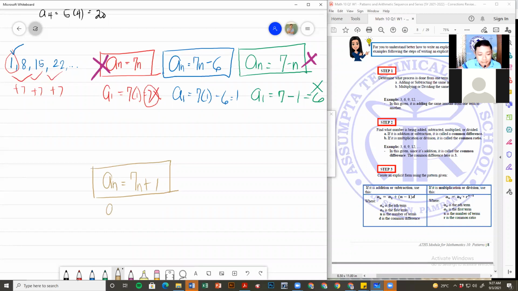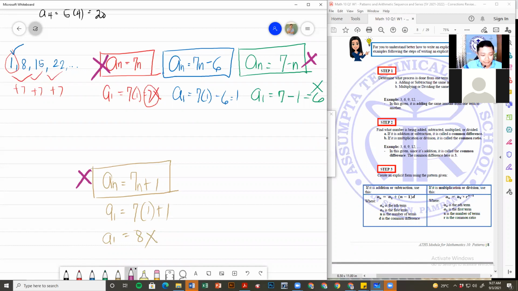A sub 1 is equal to 7 times 1 plus 1. That becomes 7 plus 1, 8. Oh no, your first term should be 1 and not 8. What you got with this formula is the second term. And it doesn't work. Now let's continue the luck of our blue formula. Ready? I think it's 6n plus 2. Okay. Let's also try that.